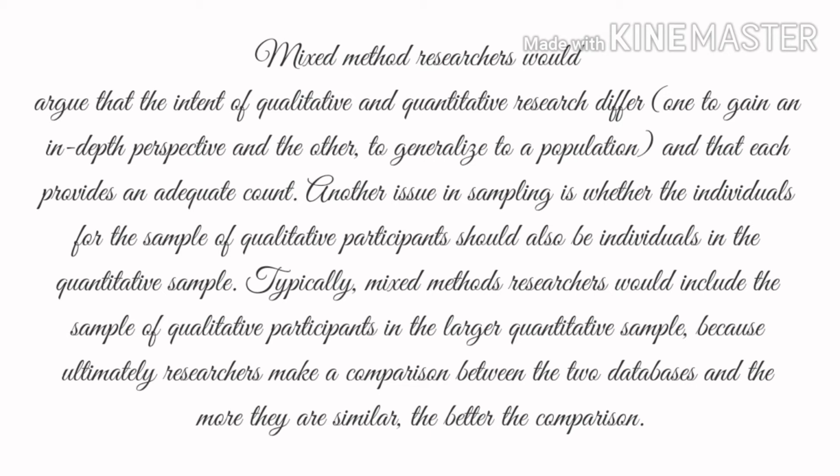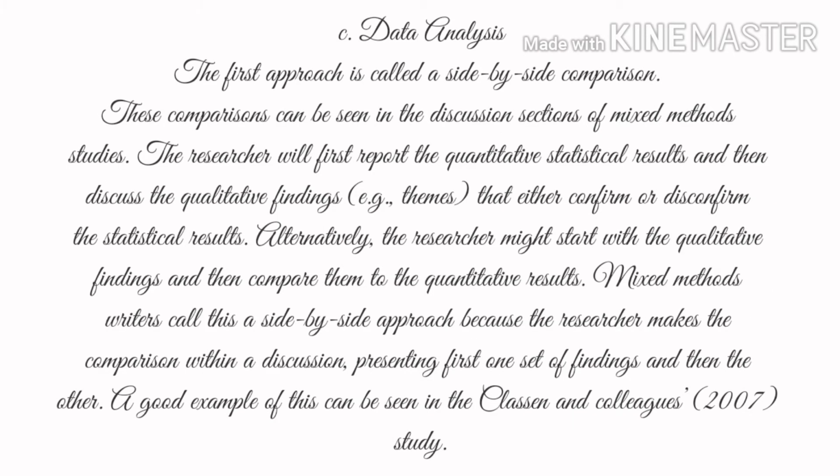Another issue in sampling is whether the individuals for the sample of qualitative participants should also be individuals in the quantitative sample. Typically, mixed methods researchers would include the sample of qualitative participants in the larger quantitative sample, because ultimately researchers make a comparison between the two databases and the more they are similar, the better the comparison.